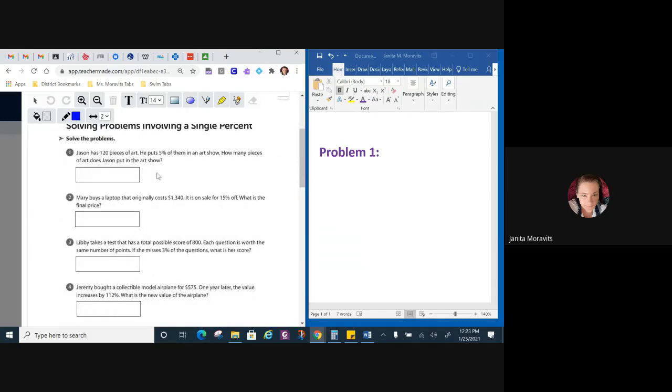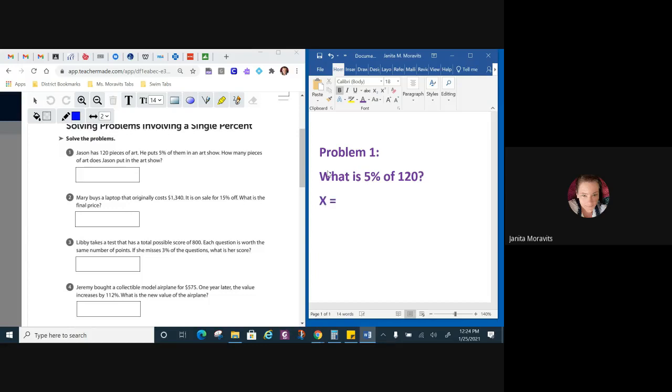All right, number one, remember, this is solving problems involving a single percent. Number one said Jason has 120 pieces of art and he puts 5% of them in an art show. How many pieces does he put in the art show? Well, what you want to know is what is 5% of the 120 that he has? So you're going to say, what is 5% of 120? Just like we worked those problems before. And remember, the what is what we're looking for. So let's just make that an X right there.